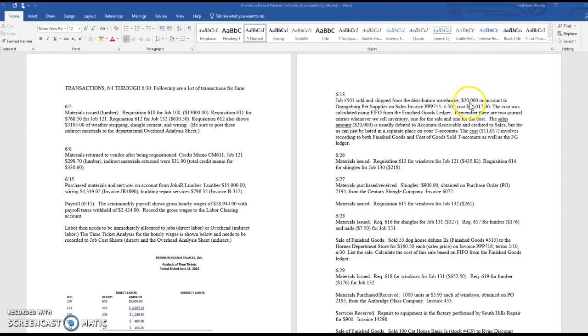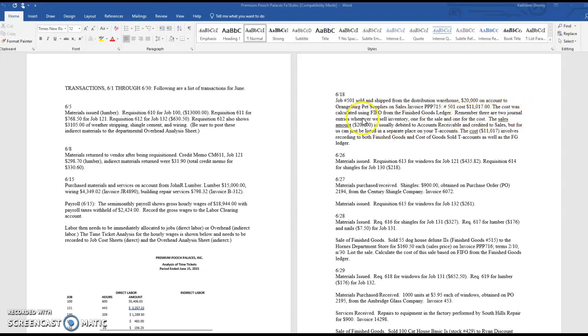We sold it for $20,000 on account to our customer, Orangeburg Pet Supplies, and that was on sales invoice PPP 715. Now, job number 501 cost us $11,017 to build. Okay, and we're selling it for $20,000. Obviously, we have to make some profit on the job, or we will not stay in business. The cost was calculated using FIFO from the finished goods ledger, and we'll take a look at that.